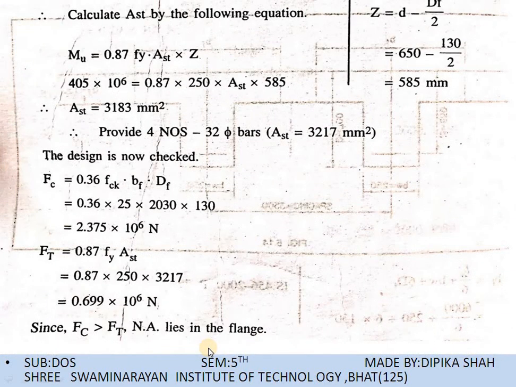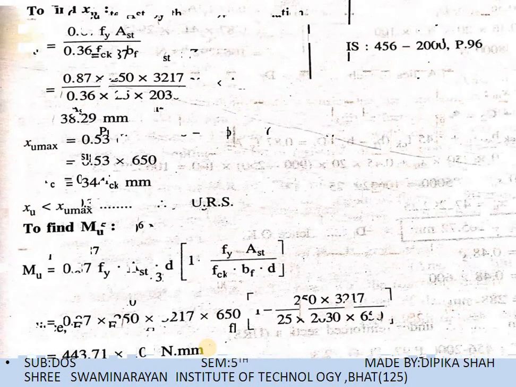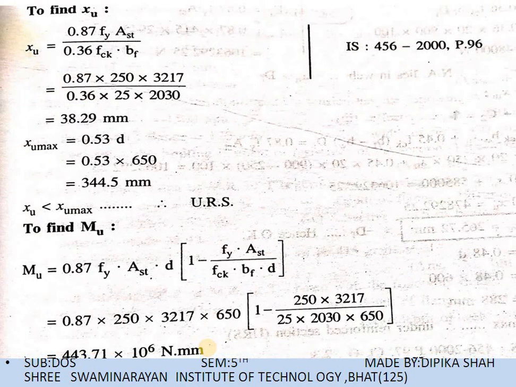Here we have calculated mu acting on the beam as 1901.25 kilonewton into meter, and we have found the provided mu as 443.71 into 10 raised to 6 Newton into mm. So our provided mu is greater than the mu acting on the beam. So our design is okay.